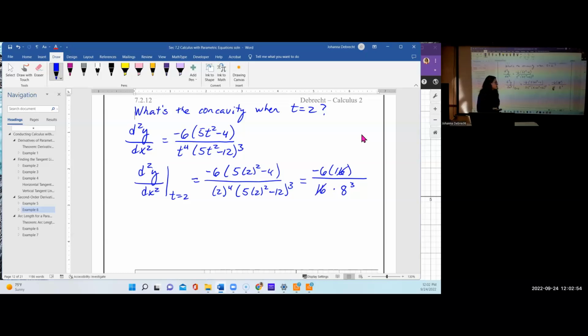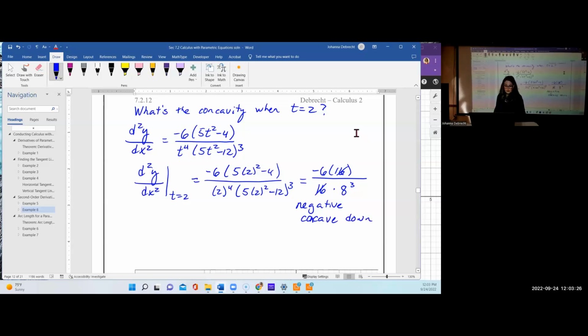8 cubed is definitely positive. I don't know what it is, but it's a lot. Is it 512? I'm not sure. Anyway, I'll let you figure that out. No, it can't be that big. Yeah, maybe it is that big. I don't know. Anyway, this is going to turn out to be negative. And because it's negative, that means it's going to be concave down at that point. So we have some kind of graph that's concave down when t equals 2.